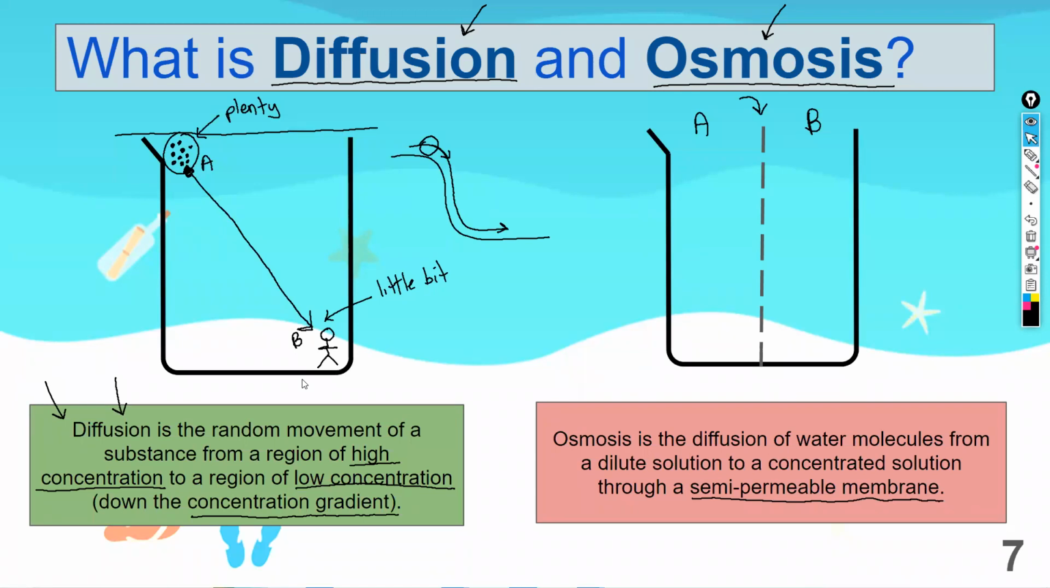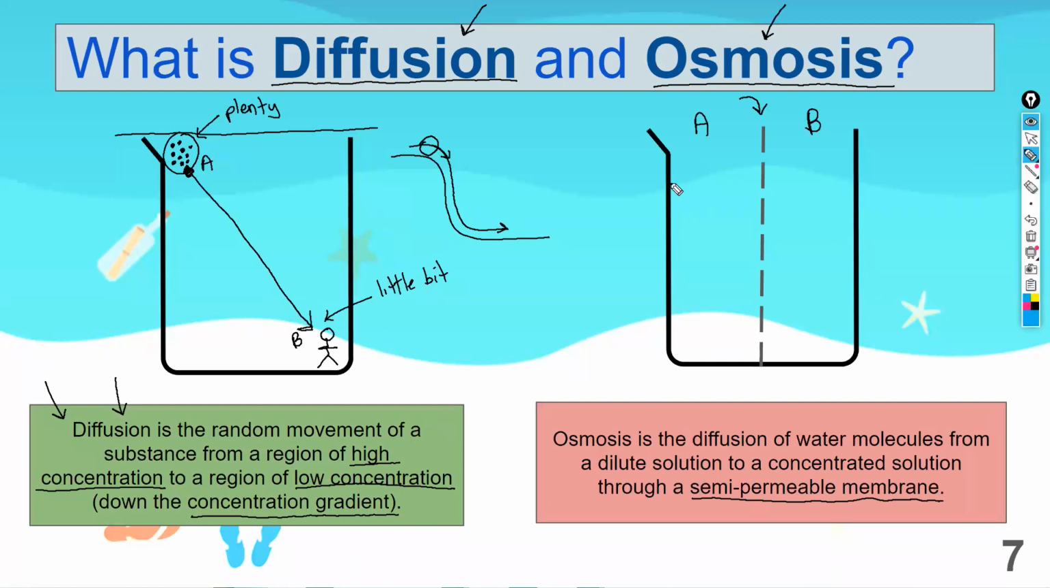Now, you see that movement of moving from plenty to a little bit happens naturally, meaning that you don't have to do anything. It requires no effort or energy from you. Nature will do it automatically. So here's another scenario. Let's say section A, we fill it with water.